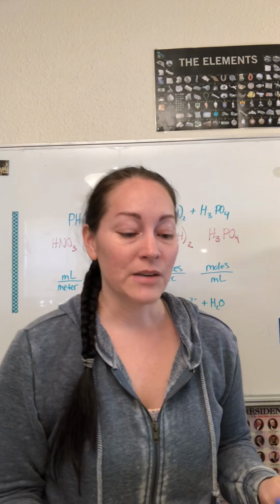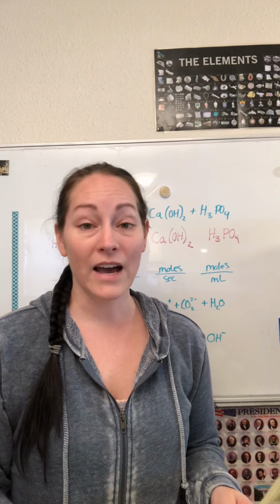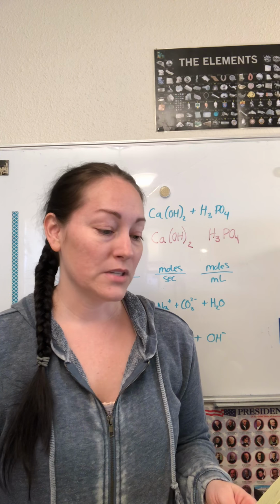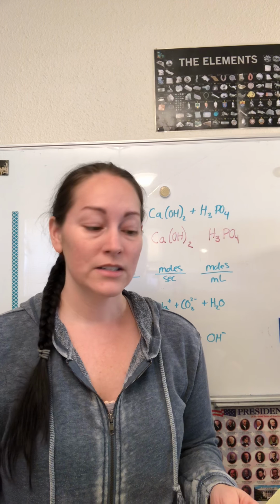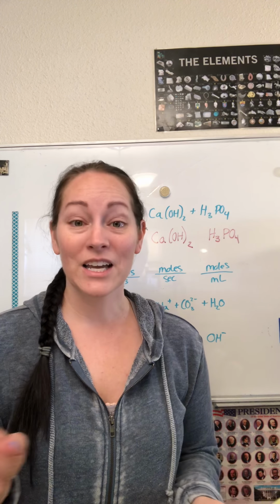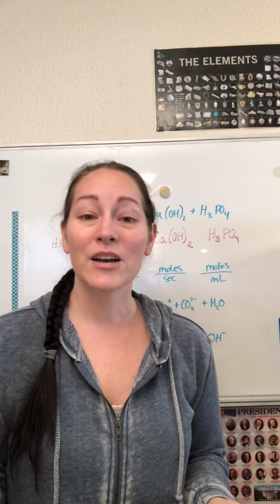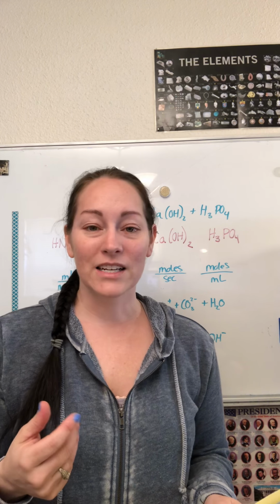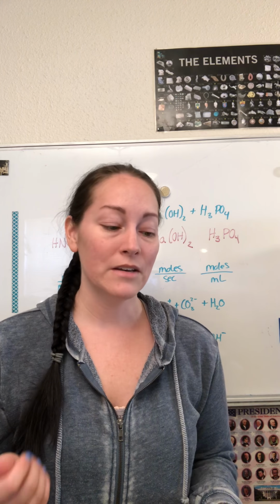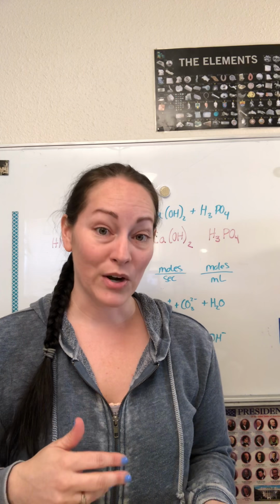State whether the substance described is most likely an acid or a base. The first one says a substance that tastes bitter. Well, it's easy to remember because the two B's go together: bitter, base, okay? An acid is going to taste sour, kind of like a lemon. A base is going to taste bitter.